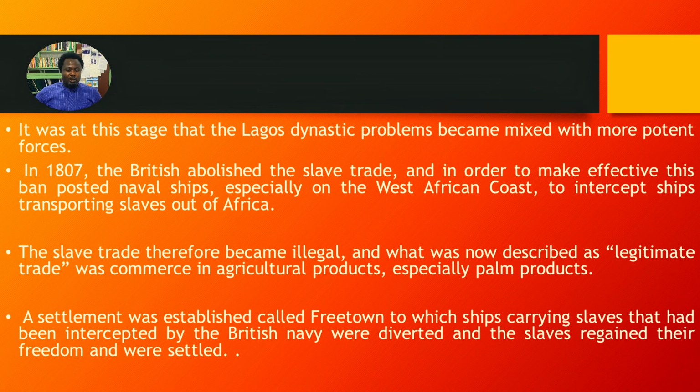And of course, what had become a legitimate trade had been introduced: the trade in palm oil, palm kernel, palm produce, and cocoa. So a settlement was established, also called Freetown, to which ships carrying slaves that had been intercepted by the British were diverted. These slaves regained their freedom and they were sent to Sierra Leone to be trained.